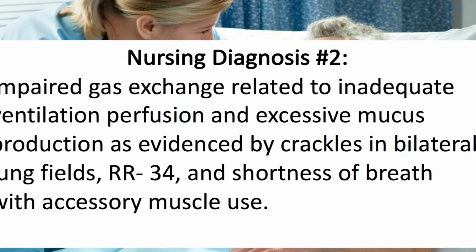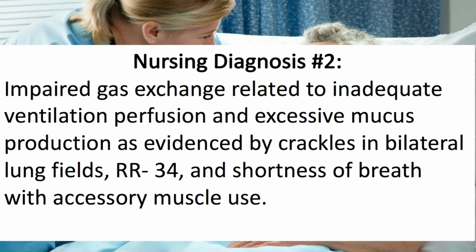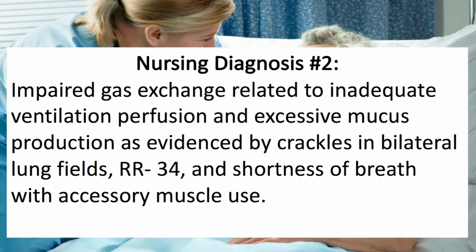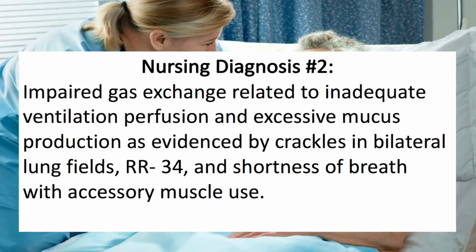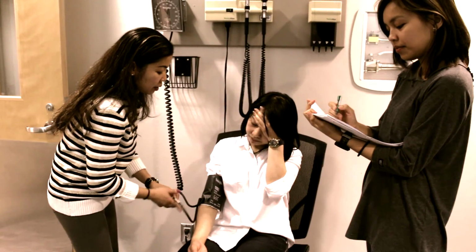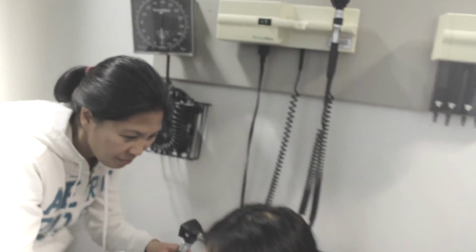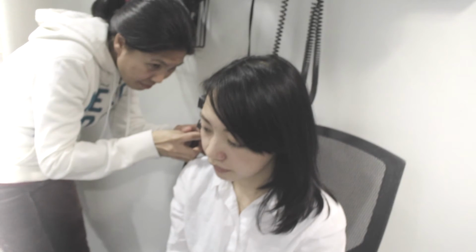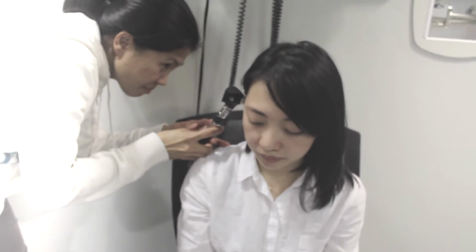Nursing diagnosis 2: impaired gas exchange related to inadequate ventilation perfusion and excessive mucus production as evidenced by crackles in bilateral lung fields, RR is 34, and shortness of breath with accessory muscle use. Rationale: chronic airflow limitations caused by a mixture of small airway disease and airway inflammation may cause impaired diffusion of gases in the alveoli, thus resulting in impaired gas exchange. Townsend's Nursing Care Plan, page 120.